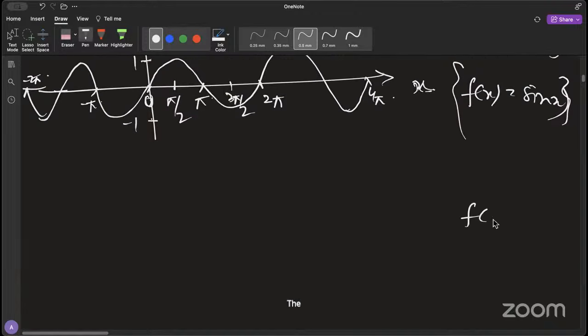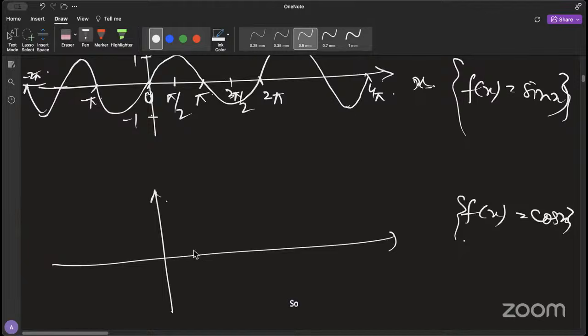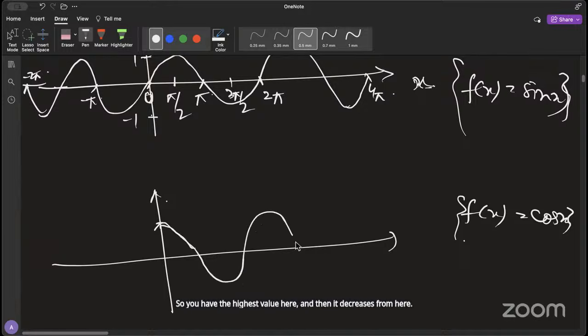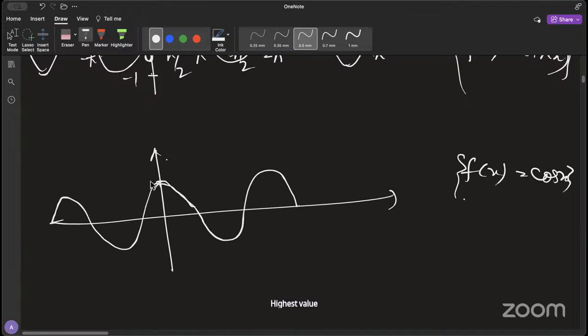The graph for f(x) = cos x looks like this. So instead you start from, at 0, the value is, sorry, at 0, the value is 1. So you have the highest value here, and then it decreases from here. The highest value is 1, sorry, this value is 1. And the lowest value again is minus 1.